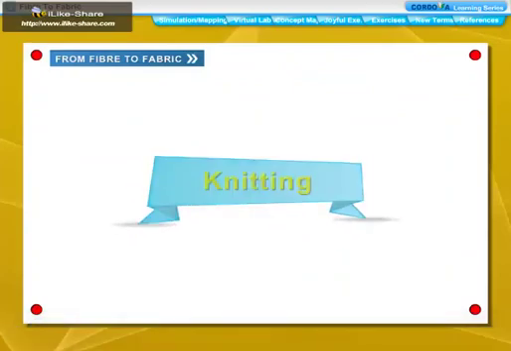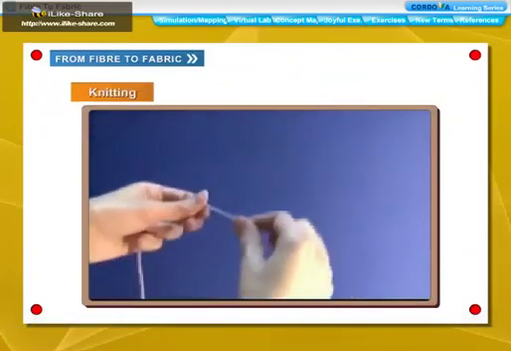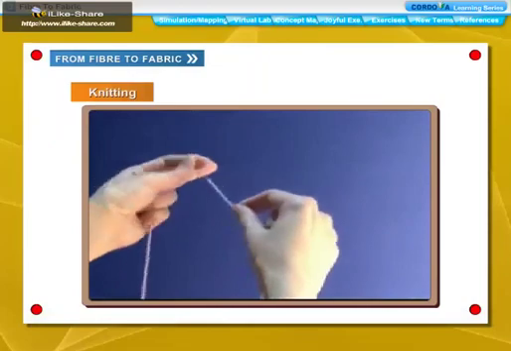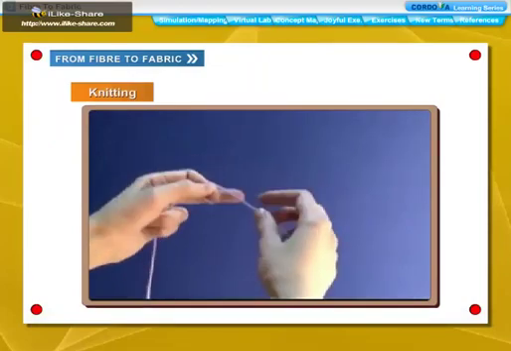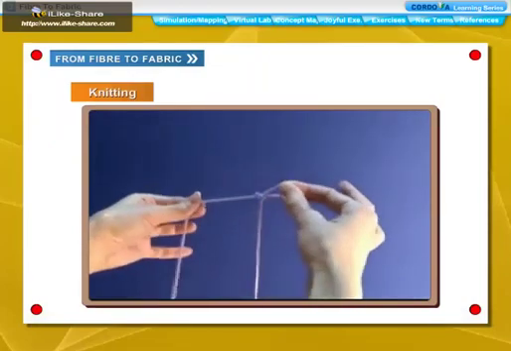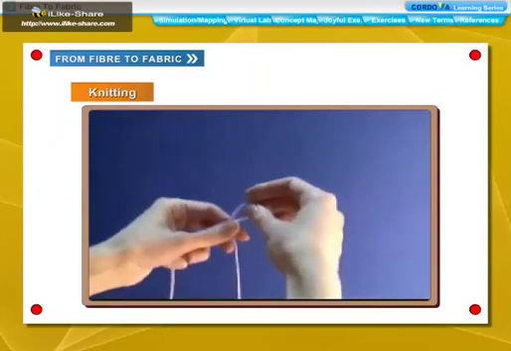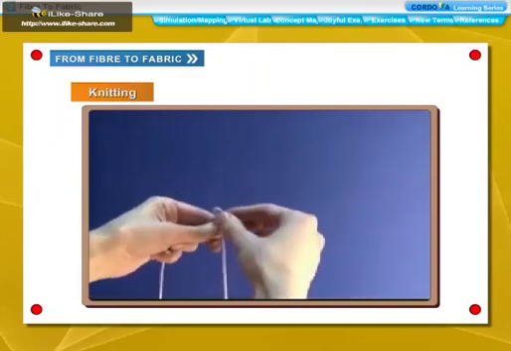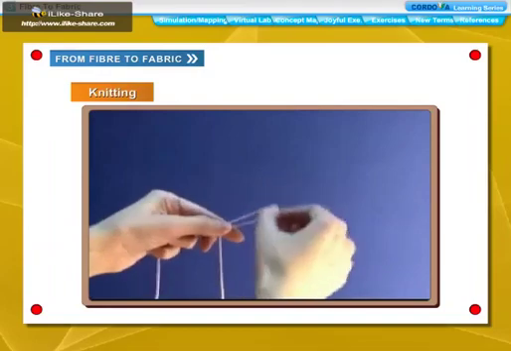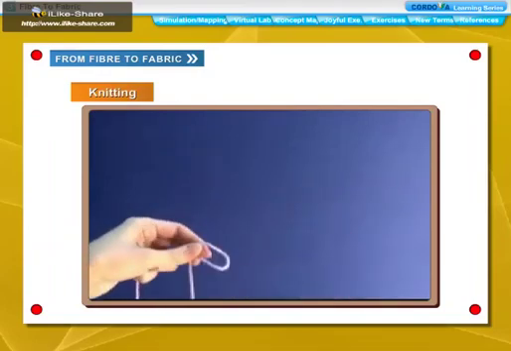Knitting. You must have seen a lady knitting a sweater or a muffler with the help of 2 knitting needles. In knitting, a single yarn is used to make a piece of fabric. Knitting can be done by hand using knitting needles. Nowadays, most of the knitting is done with the help of machines.